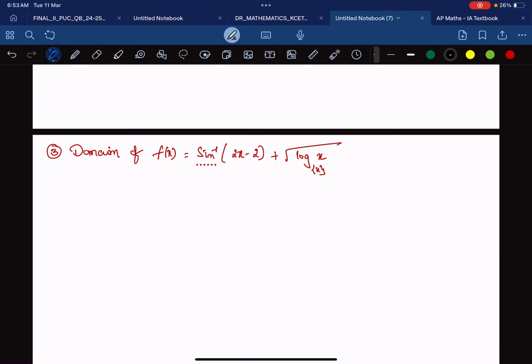Now take this problem. Again, two cases we have. One is sine inverse of 2x minus 2 plus under root of log x. So we know that the domain of sine inverse x is minus 1 less than or equal to 2x minus 2 less than or equal to 1, and for x, 0 less than x and less than 1. That's it for combining both these two.